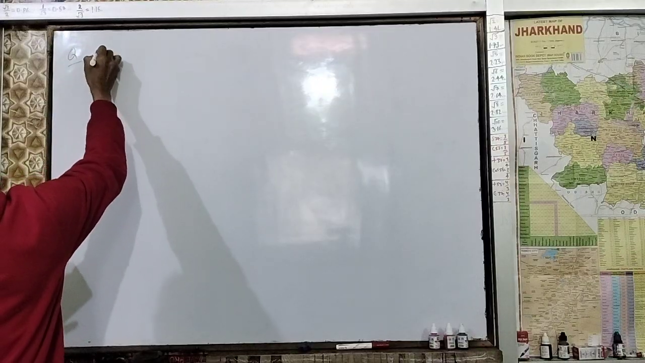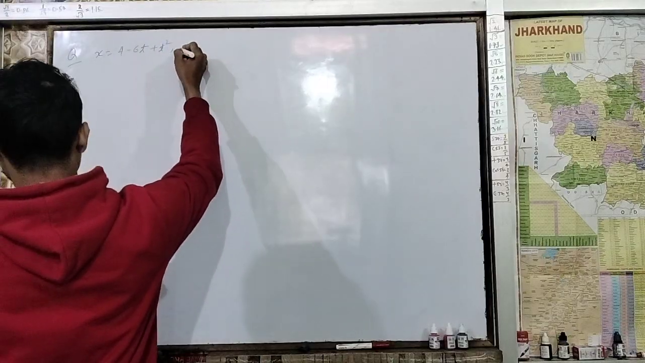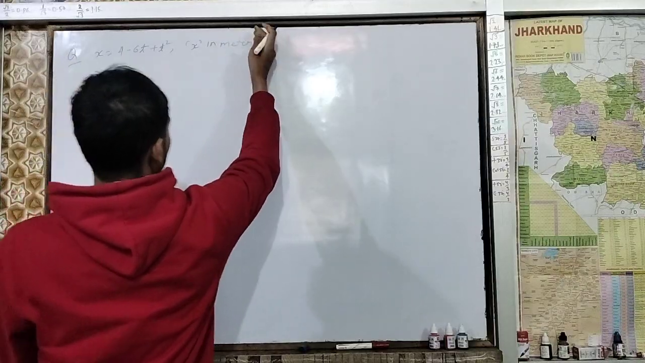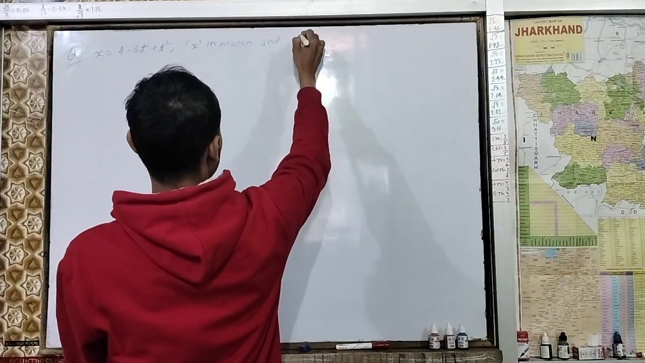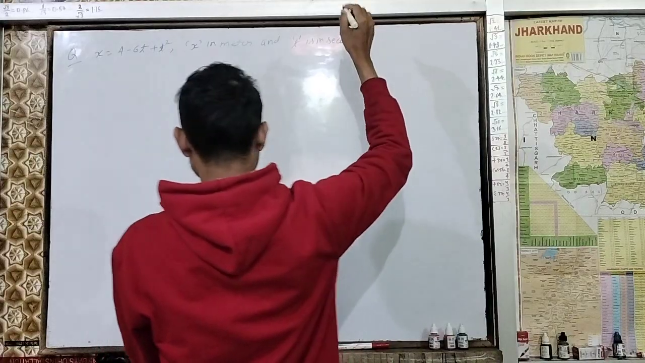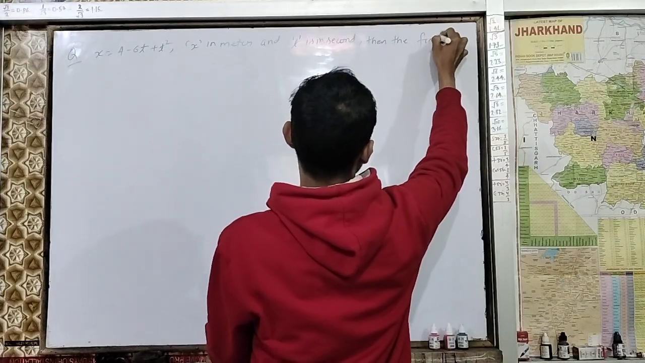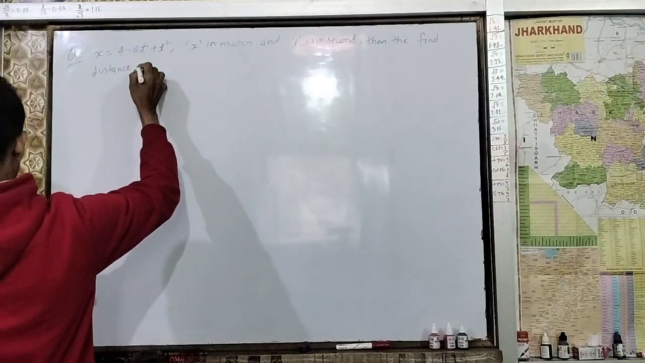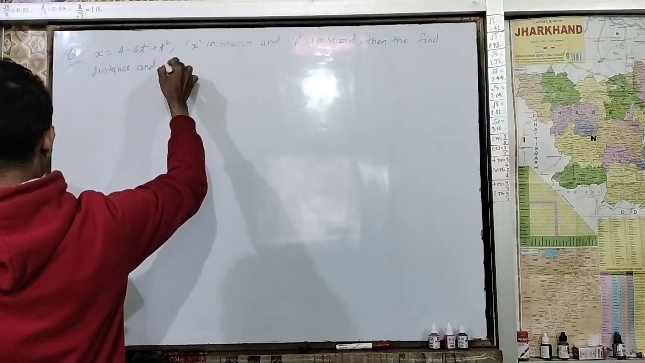Question: x is equal to 4 minus 6t plus t square, where x is in meters and t is in seconds. Then find the distance and displacement.